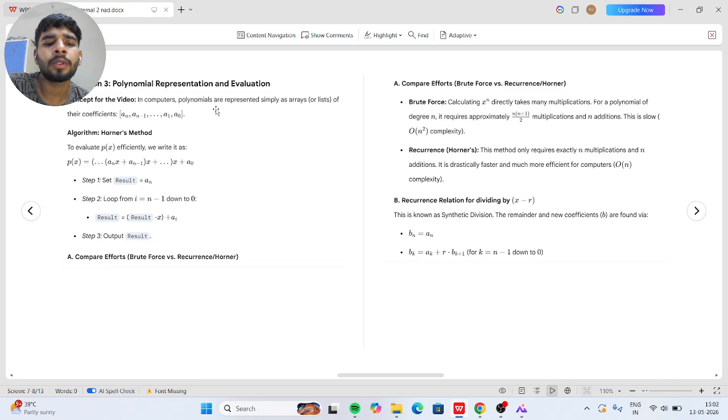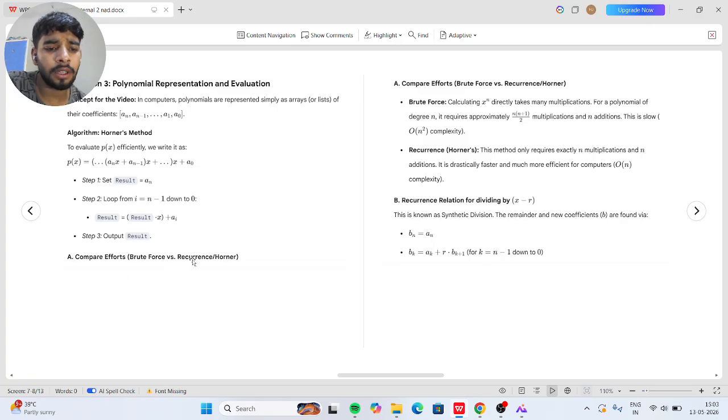Here, in computers, polynomials are represented simply as arrays or lists of their coefficients. The equation given is a_n, a_(n-1), down to a_1, a_0. Now, Horner's method to evaluate P(x) efficiently writes it as (...(a_n x + a_(n-1))x + ...)x + a_0. Set result equals a_n, loop from i equals n minus 1 down to 0: result equals result times x plus a_i, and then output the result.